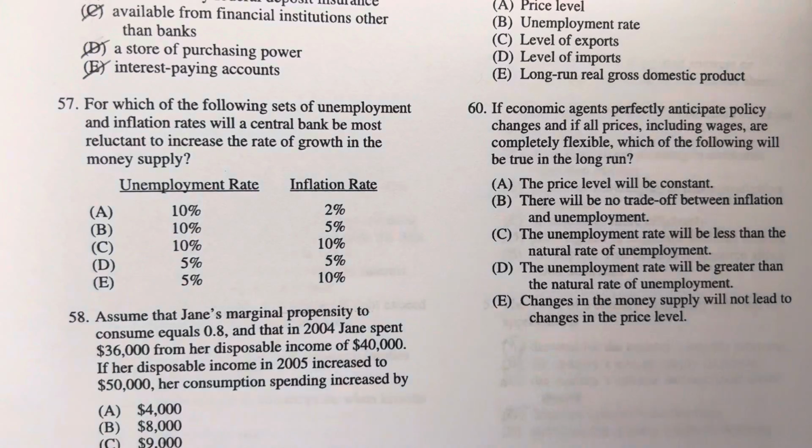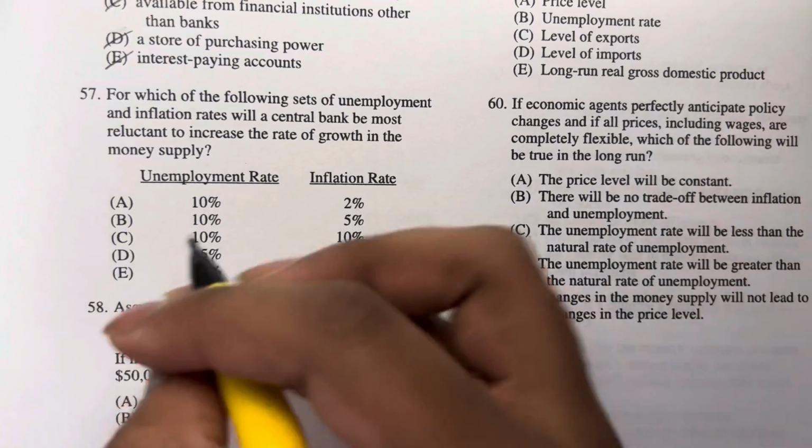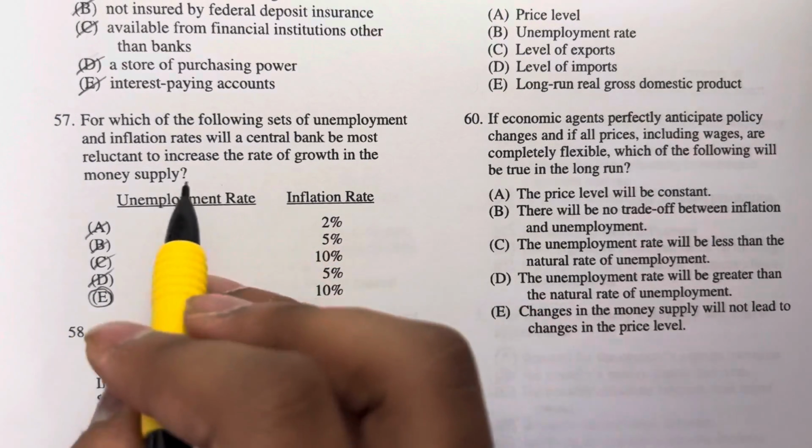57. Which of the following sets of unemployment and inflation rates will the central bank be most reluctant to increase the rate of growth in money supply? So let's see. When the unemployment is especially low and you have high inflation, they will not increase the rate of growth of money supply. Because what is that supposed to do? If you have a lot of unemployment and less inflation, they will increase the rate of growth in money supply so that there can be less unemployment and an increase in inflation. But we're looking at the opposite here. So we want low unemployment rate, high inflation rate, which looks like E. So it doesn't need to be expanded, and that's why they'll be the most reluctant to expand it.